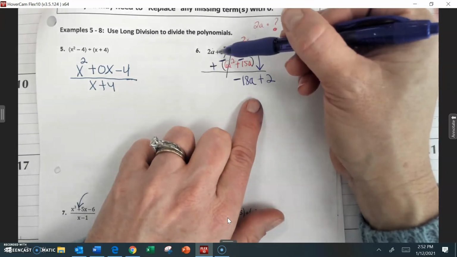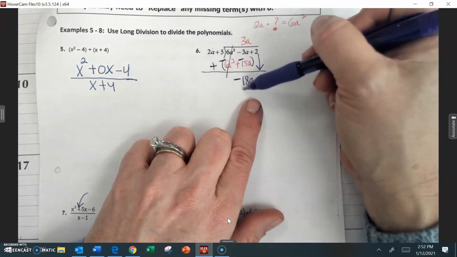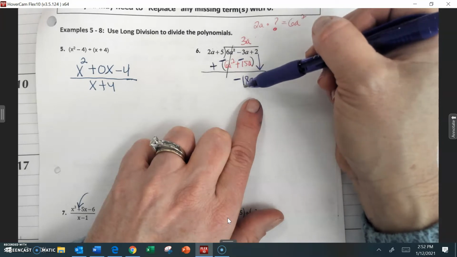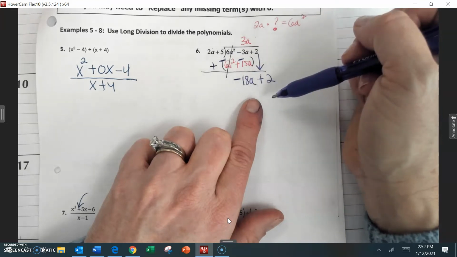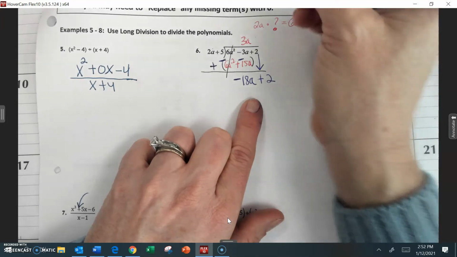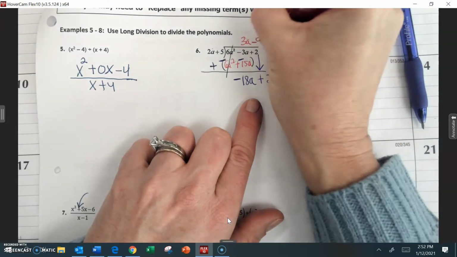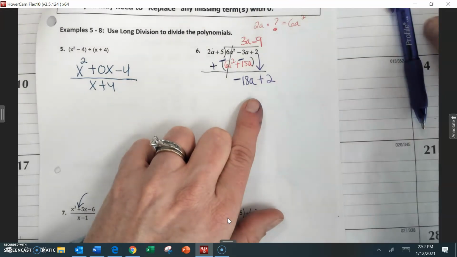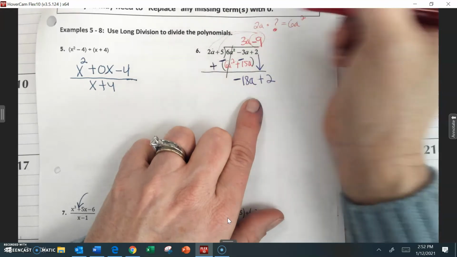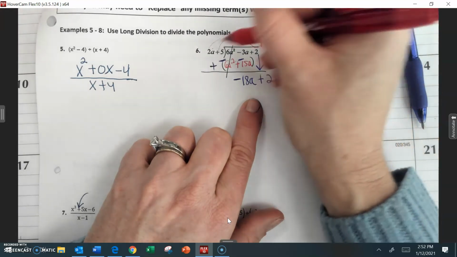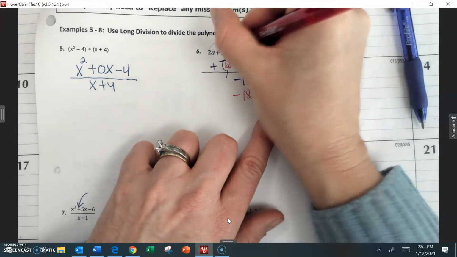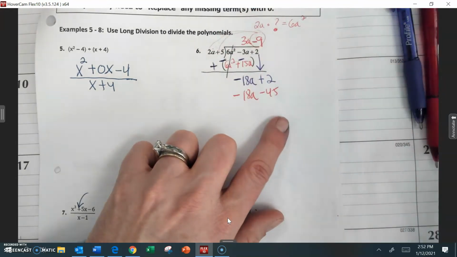So to figure out how many times the divisor goes into this, let's look at 2a. 2a times what will give us negative 18a? Well, 2 times negative 9, so that would be minus 9. And so now I distribute, aka multiply this negative 9 to the divisor. So negative 9 times 2a is negative 18a. Negative 9 times 5 is negative 45.